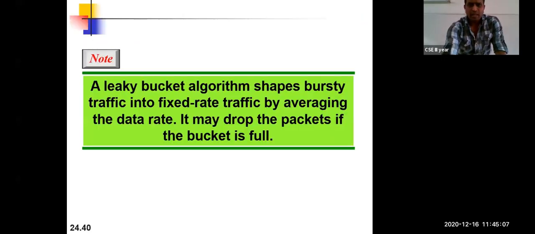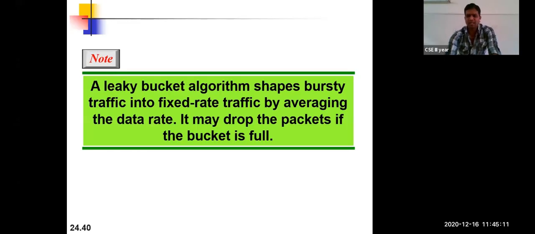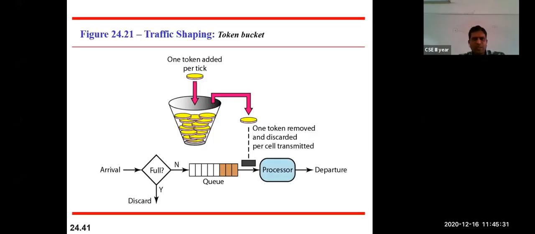Okay. Next is the token bucket. We'll stop with this leaky bucket algorithm. A leaky bucket algorithm shapes bursty traffic into fixed rate traffic by averaging the data rate. It may drop the packets if the bucket is full. Obviously, always if the queue is full, the packet that is coming in is dropped. Right. So with this, I'll stop.